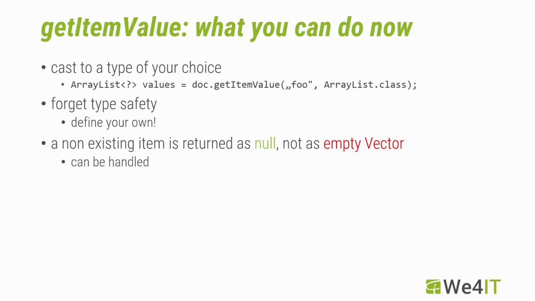This is the first thing. It is type safe because you define your own type. So it is type safe by design. And as I said, a non-existing item is returned as null, so you can check for it. It can be handled. This is really cool.